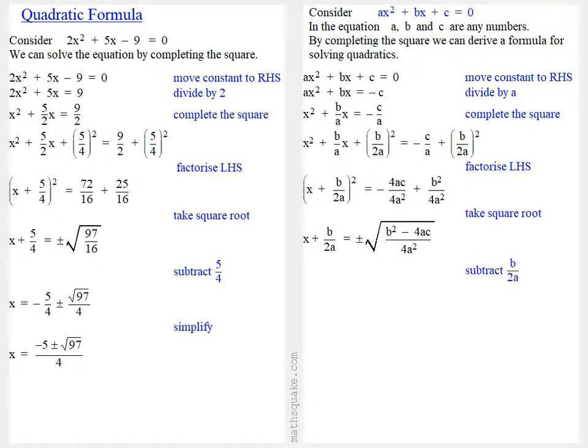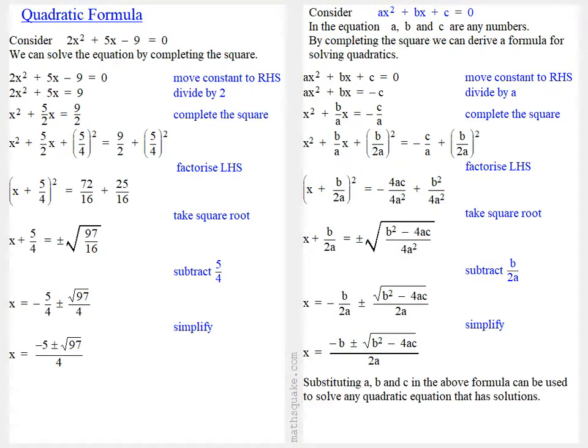Now we can subtract b over 2a from both sides, and that leaves us x equals minus b over 2a plus or minus the square root of b squared minus 4ac all over 2a, or we can simplify it to x equals minus b plus or minus the square root of b squared minus 4ac all over 2a. Now that is the general formula for solving quadratic equations.